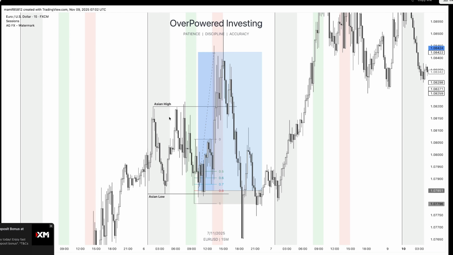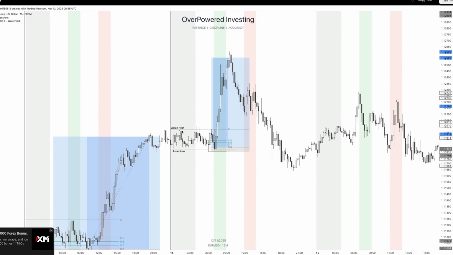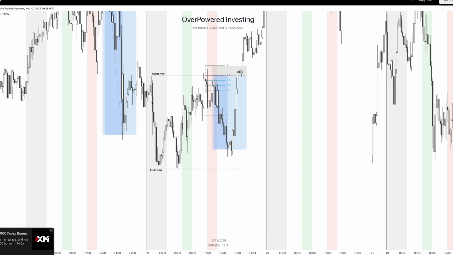Another example here, we do have the manipulation of the Asian high, then manipulation of the Asian low, and then the price is giving us over 10-hour trade. Another example here, the Asian high manipulated, Asian low then manipulated, entry with the fib levels, and the price is giving us like 20-hour trade. Over here, another example, guys. The Asian low gets manipulated first, then the Asian high gets manipulated, entry with the fib levels, and the price is giving us over a 5-hour trade.